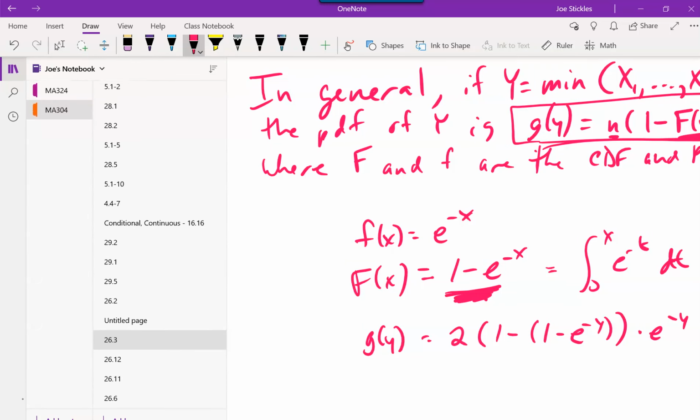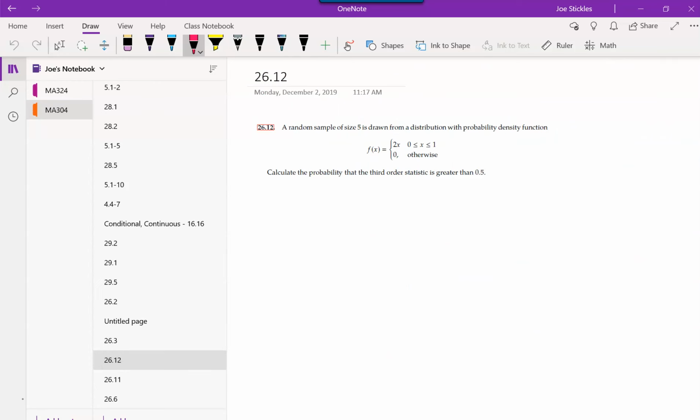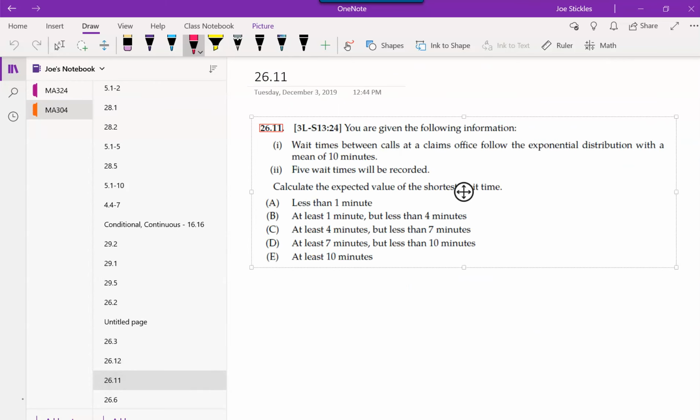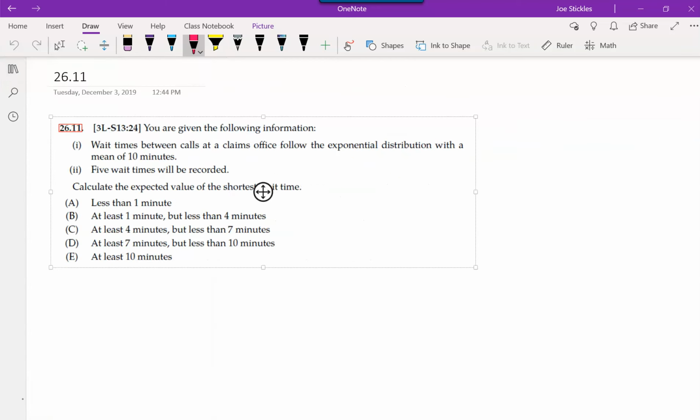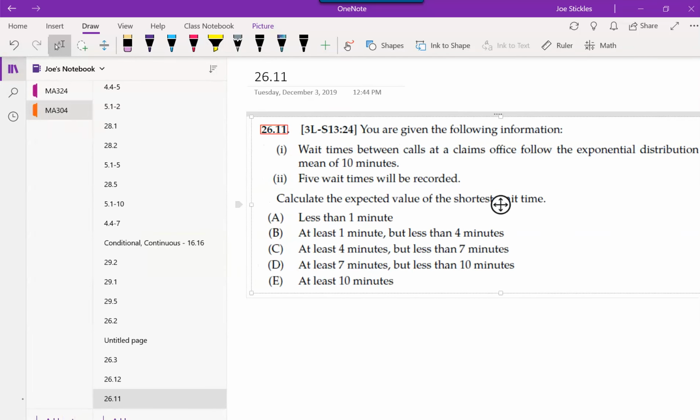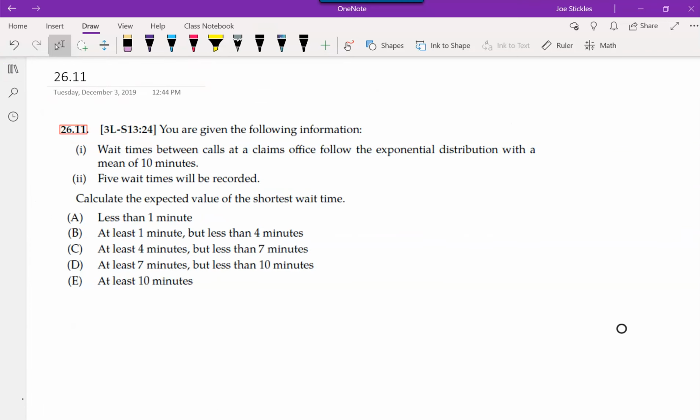Let's look at another one here. Yep, not that one. Not yet. Here we go. Let's do this one instead. 26.11. What was that last one? 26.2? Or 3, I mean. The 26.12 should have been the last one on my list. I didn't do that one last. All right.